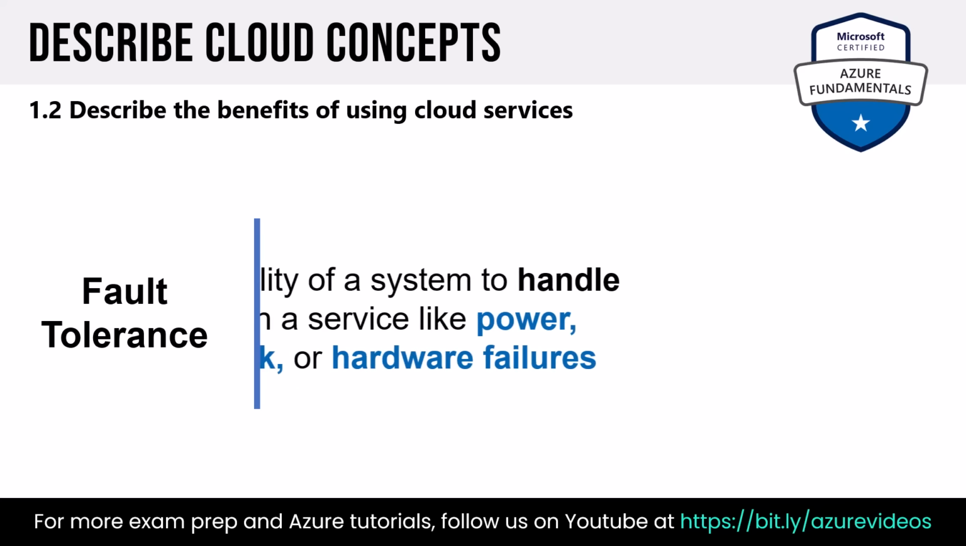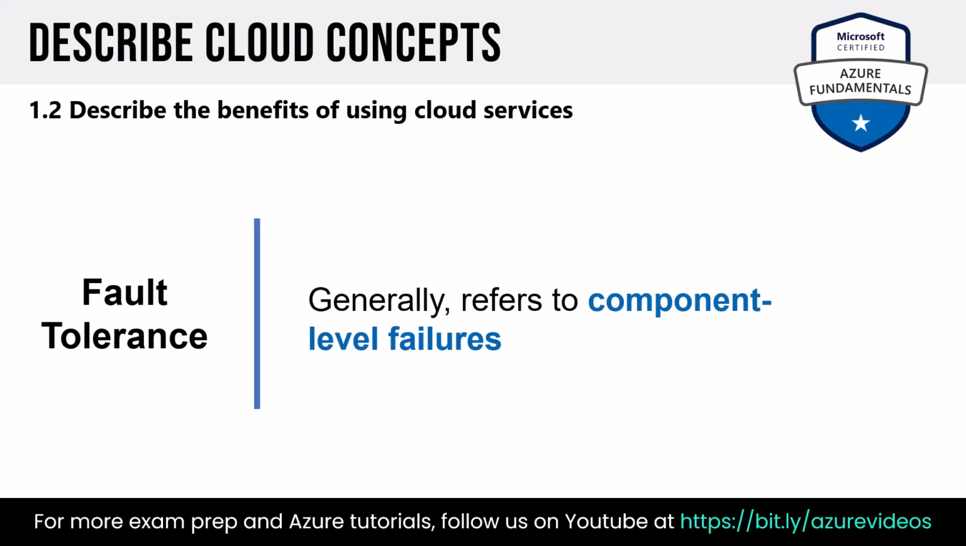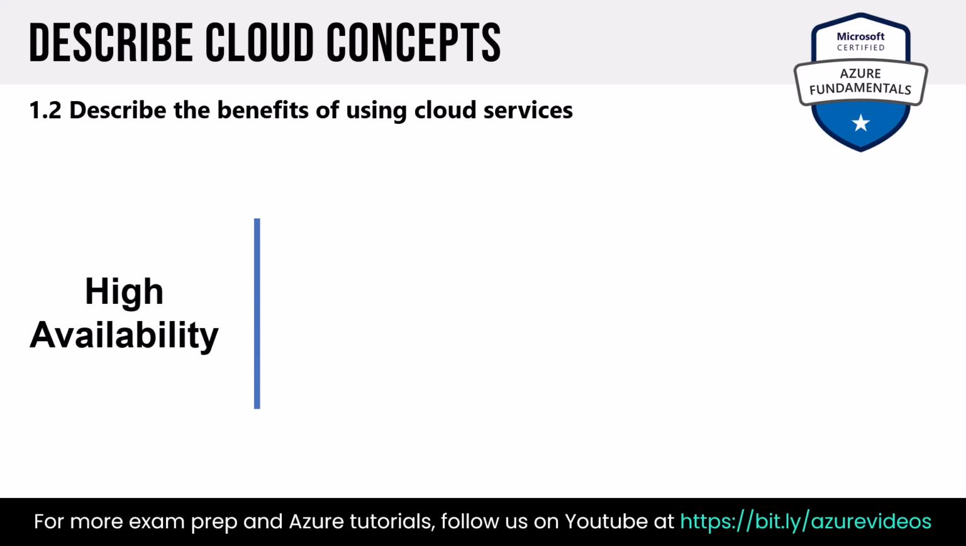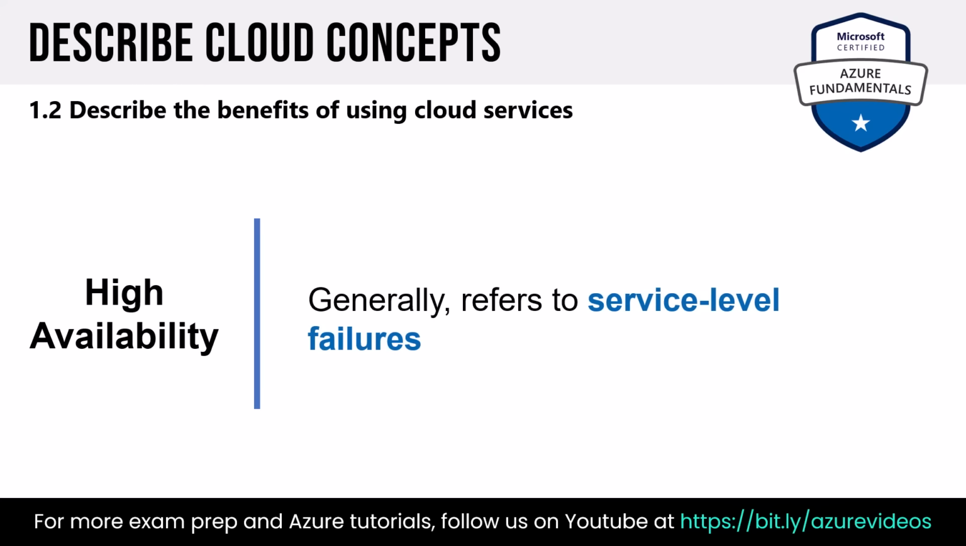So fault tolerance speaks to the ability of a system to handle faults in a service, like power, network, or hardware failures. It generally refers to component level failures. So when we're thinking of fault tolerance, we're thinking about redundant power supplies, highly available disks in a server. On the other hand, high availability is about the ability to keep services up and running for long periods of time. So high availability has a service or application level focus, but it generally refers to service level failures.